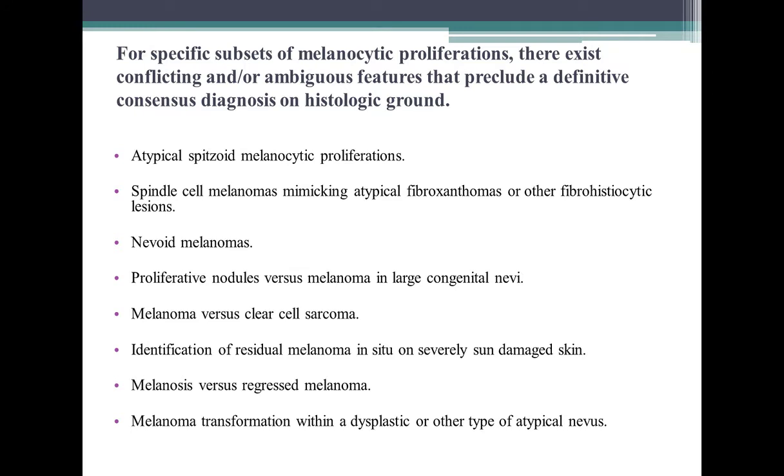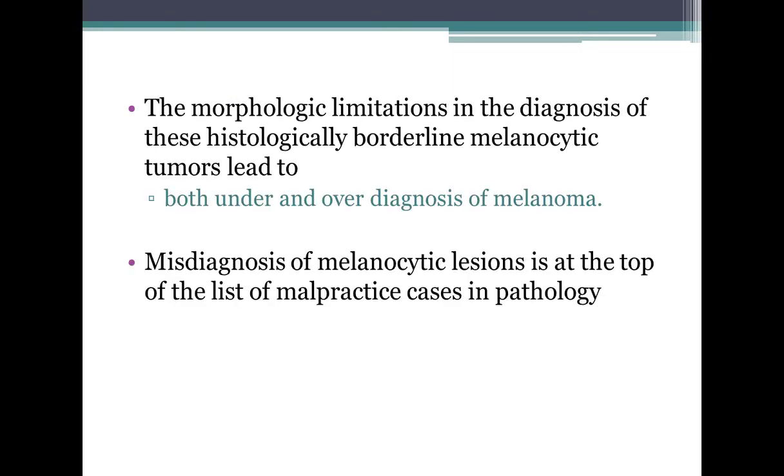So when I say histologic mimics of melanoma, I'm talking about histologic entities in dermatopathology like atypical spitzoid nevus or spindle cell melanomas, which mimic AFX or FH type lesions, nevoid melanomas, proliferative nodules, especially in large congenital nevi, clear cell sarcomas, regressed melanoma versus melanosis, and melanoma transformation, especially in dysplastic or atypical nevus. So these are the kinds of lesions which are histologically very challenging in a small or limited biopsy.